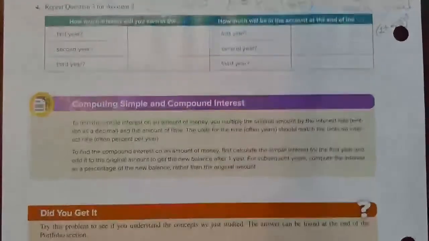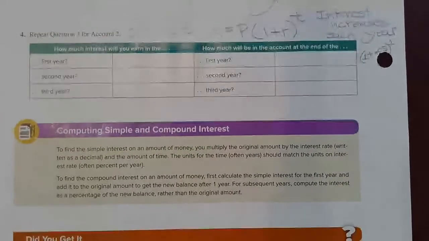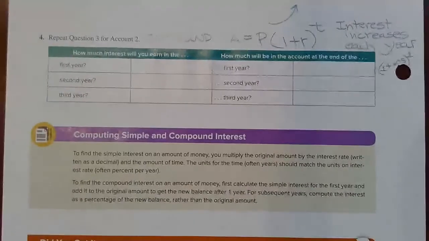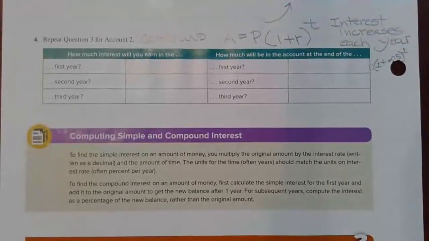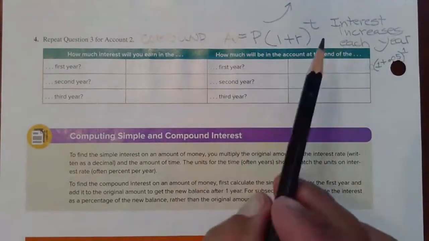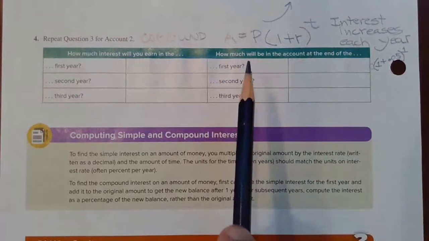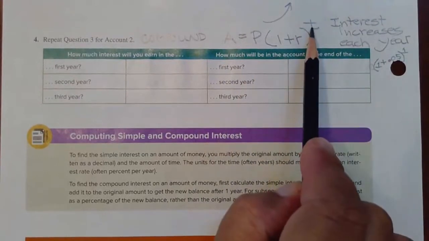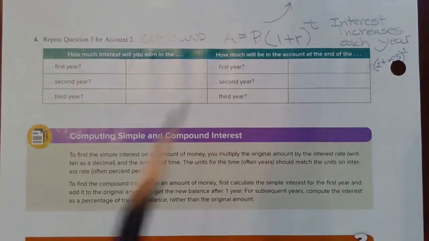Okay, so that's number 4 right here. New formula, which means that you have to know how to use your power key. This is what we call an exponential function. So you see that there's an exponent right there. That's the same thing as a power.